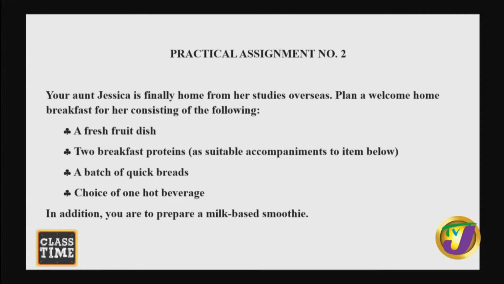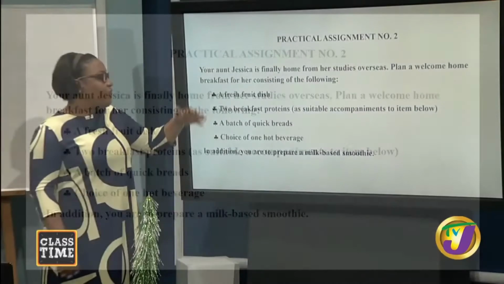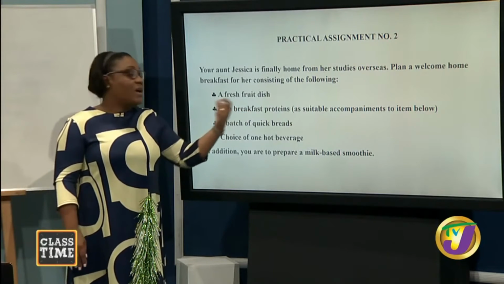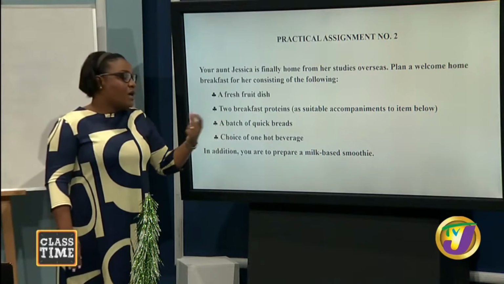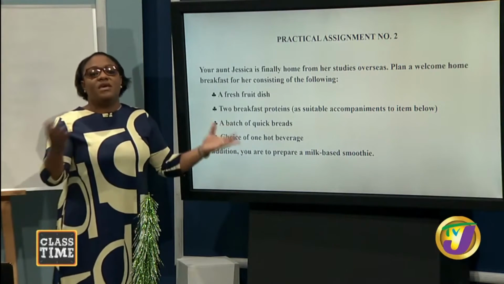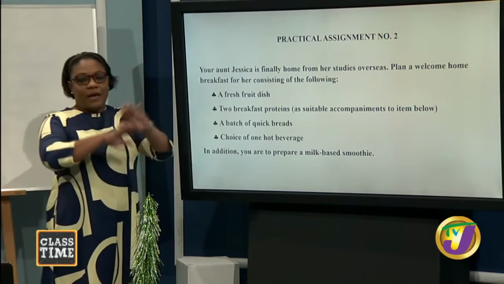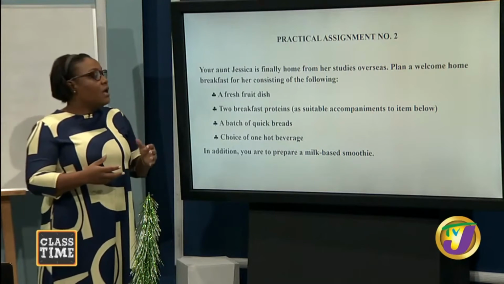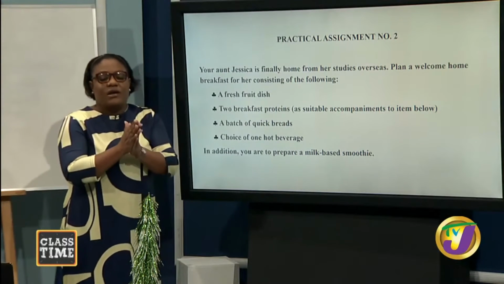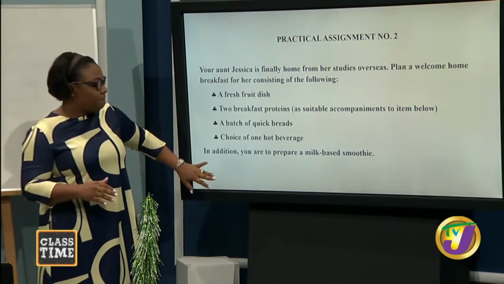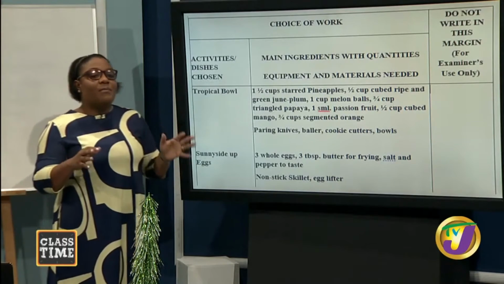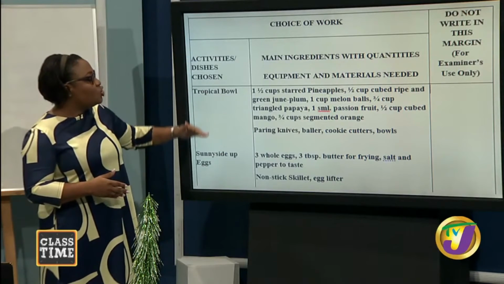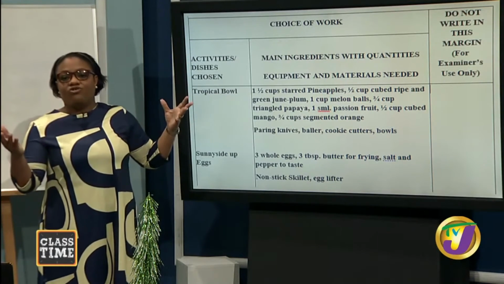So in this task alone, you have a lot of topics here. We have fruit cookery, we have protein, breakfast cookery, we have quick breads, we have hot beverage, and we have milk-based beverages. So this is quite a bit, and all of this would have been covered already by your subject teacher before you can actually put everything together and do the SBA. So this was just something that my students and I did together, and I'm going to share with you. So in the activities chosen, they decided, let's go with a tropical bowl.